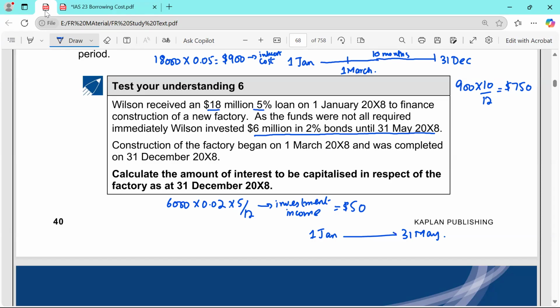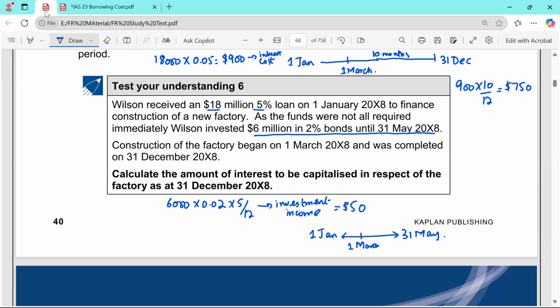1st January to 31st May was the investment duration, right? And the construction period started from 1st March. So how much of the investment income corresponds with the construction duration? March, April, May. 3 months. 3 months of investment income corresponds with the construction period. So we are only going to deduct the income for those 3 months while calculating the capitalized cost.